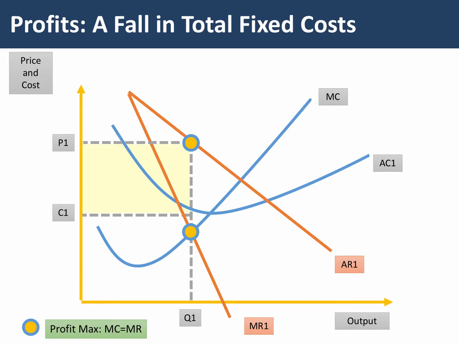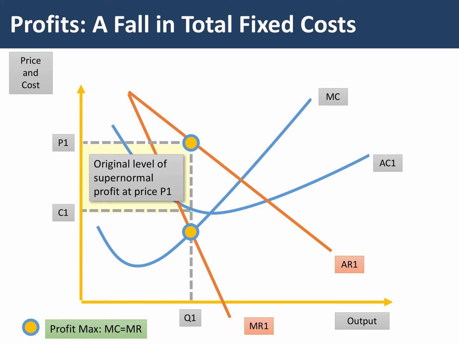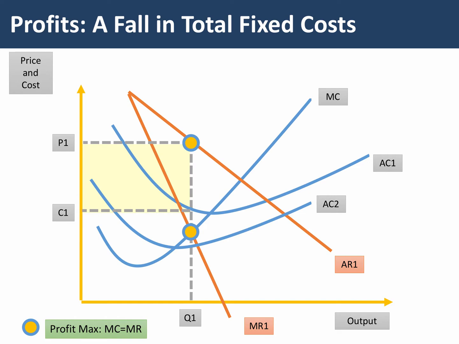Here's an initial situation where a firm is maximising profits at output Q1. They're charging a price P1 and the average cost is about C1. Actually, at the price P1, they're making a supernormal return. If the firm's fixed costs go down, can you see what's happened here? The average cost has fallen. But there's been no change in marginal cost because marginal cost is only affected by variable cost of production, not by fixed costs. So the average cost has fallen, still cuts marginal at minimum point.